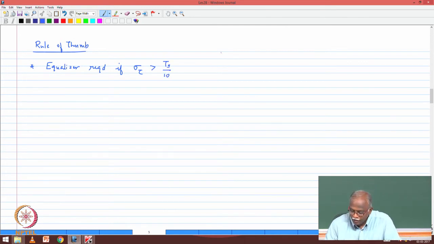Okay? So if you have a channel that looks like this, the maximum excess delay may be quite large, but the RMS delay spread may still be very small and you may be able to get away without an equalizer.